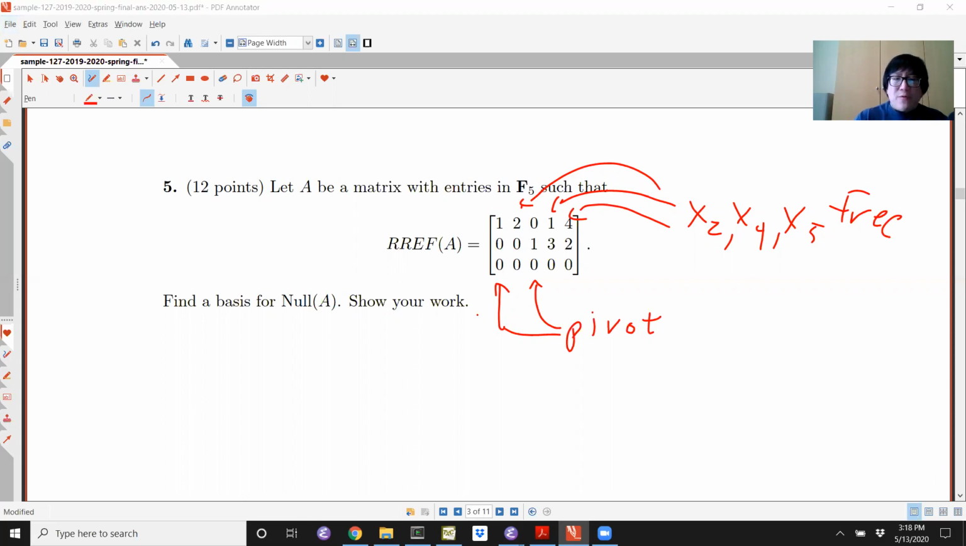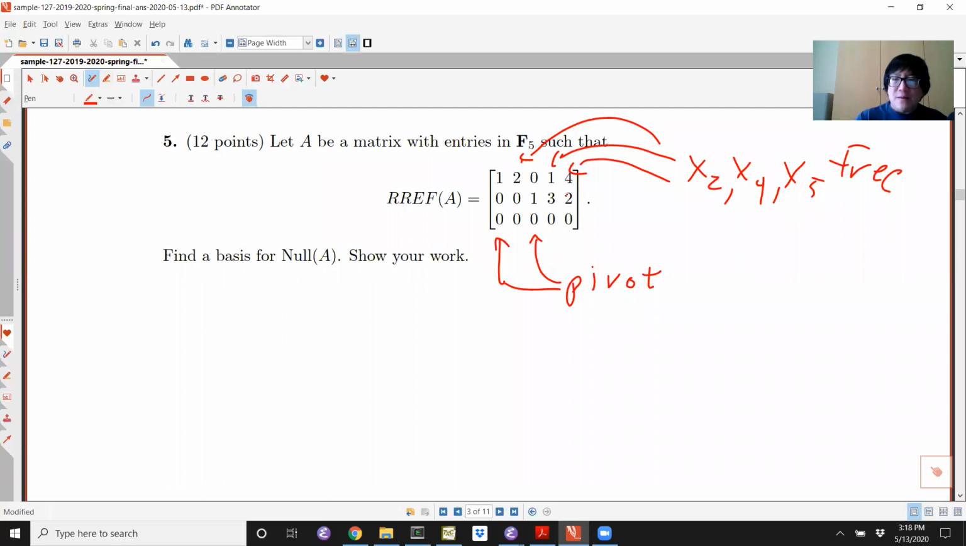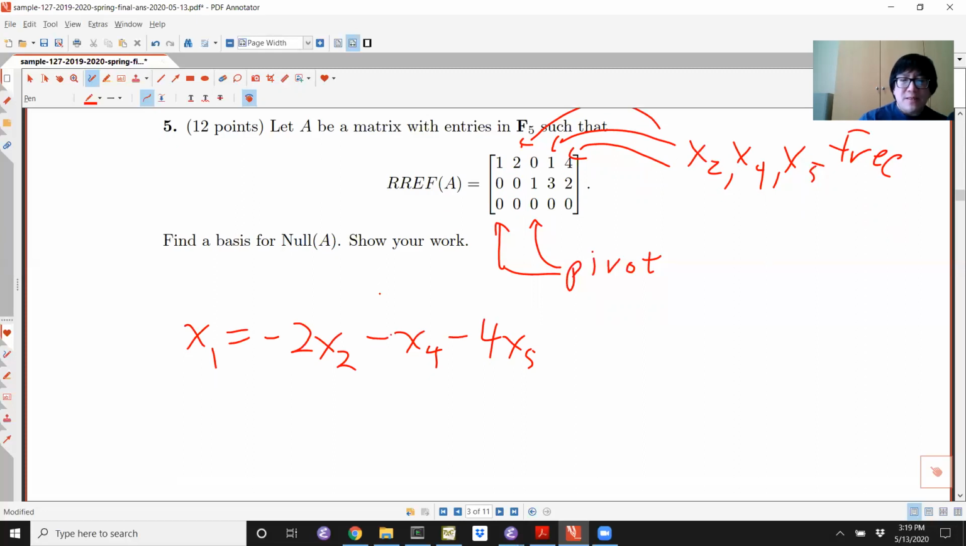Okay. Right. Find a basis for the null space of A. If you remember how this goes, you want to write this out as equations. Now you just want to write out what that means in terms of equations. So we have that x1 is equal to minus 2x2 minus 1x4 minus 4x5. This represents everything over on the left-hand side of an equation, and we push them all to the right-hand side.